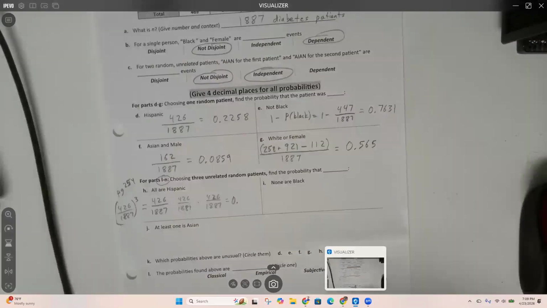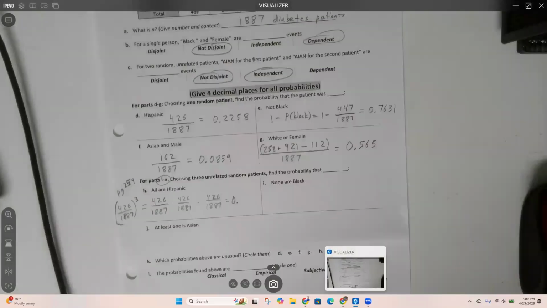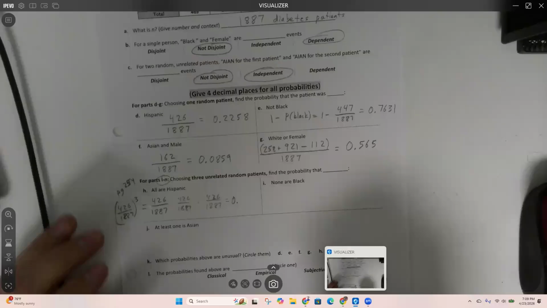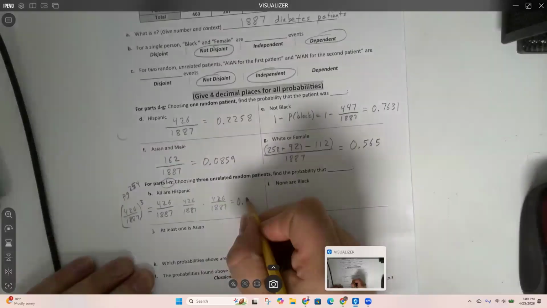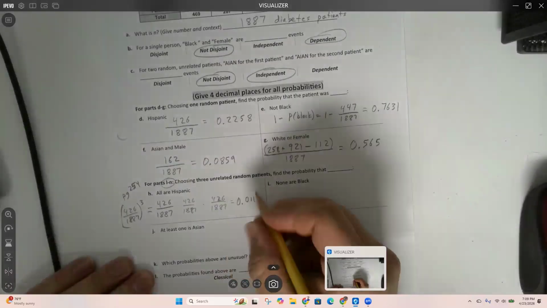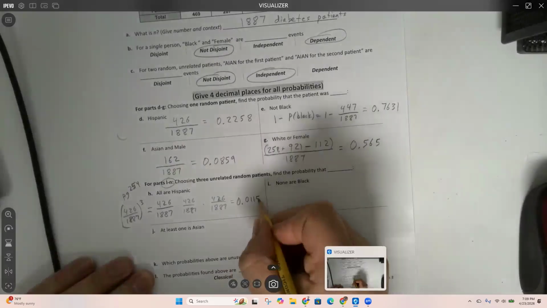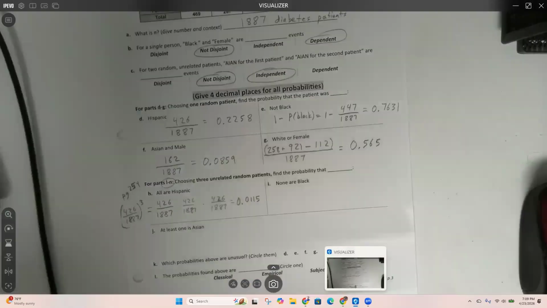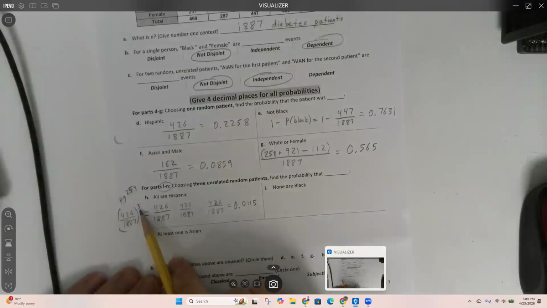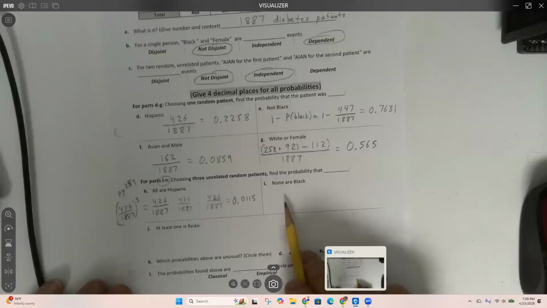Yeah, I think Gabby's got it. Yep, Yvette agrees. 0.0115. Oh, yeah, yeah. You just put it as a 3 instead of a 2. Okay.